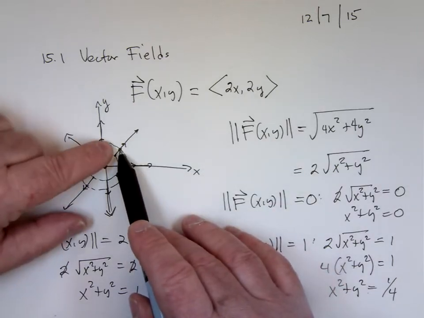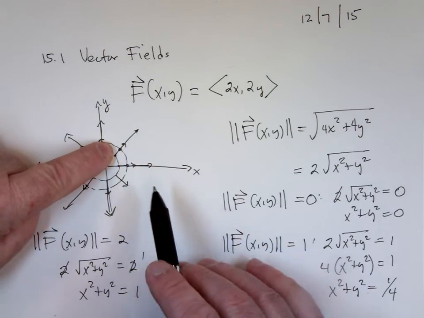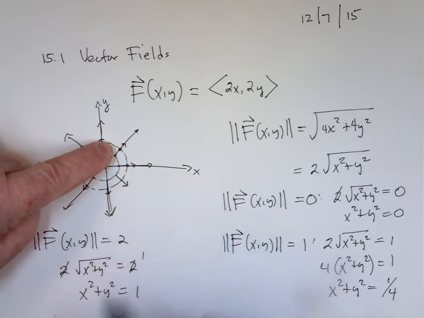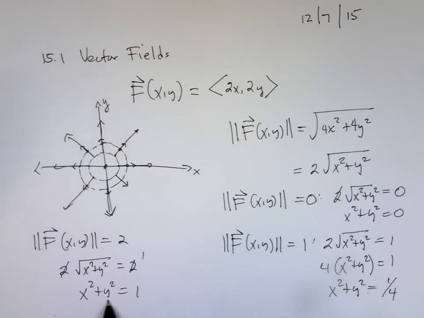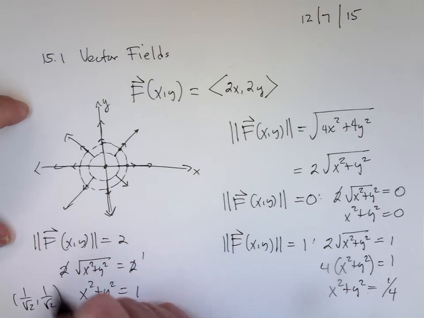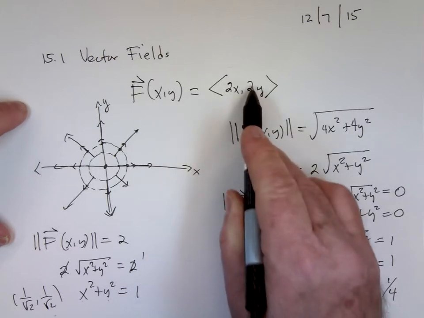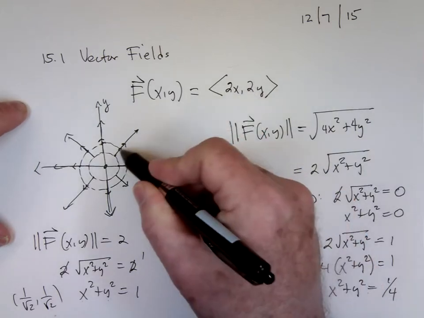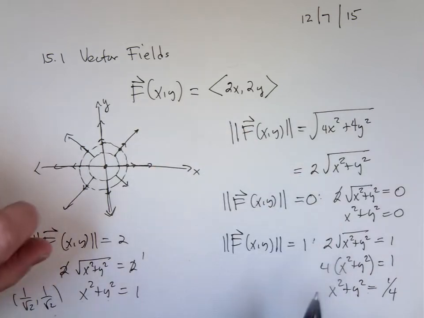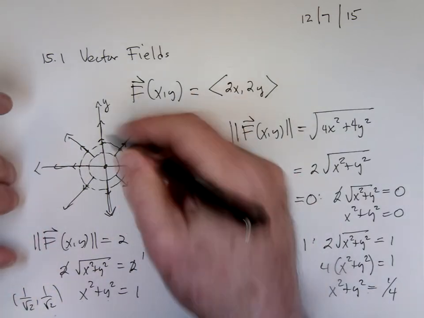If you were to take this point here, let's take 1 over the square root of 2, 1 over the square root of 2. That would be a point that satisfies this. That is to say, at this point, that's a point on this circle, okay? Because that'd be 1/2 plus 1/2. And then you substitute it in here, you get 2 over the square root of 2, 2 over the square root of 2. That would be this vector, and its length is 2. And it's true for all of them.